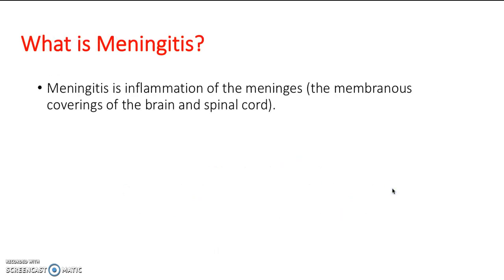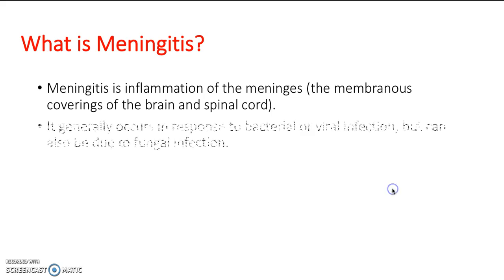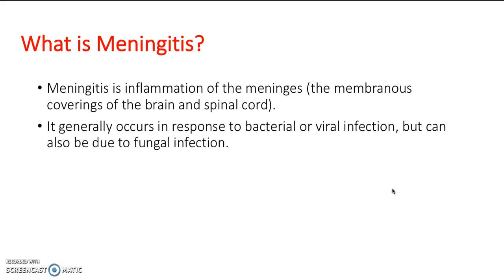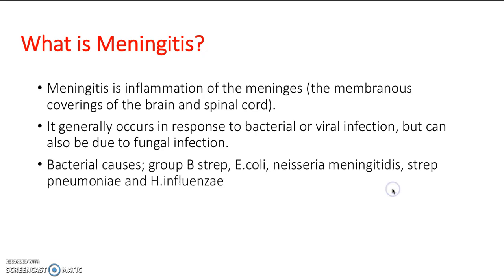So meningitis describes inflammation of the meninges, which cover the central nervous system. It's usually a result of bacterial or viral infection and sometimes fungal infection. The main bacterial cause in babies under 3 months is group B strep or E. coli. In babies between 3 and 6 months, it's usually Neisseria meningitidis, strep pneumoniae or Haemophilus influenzae. And in children over 6 months, it tends to be either Neisseria meningitidis or strep pneumoniae.